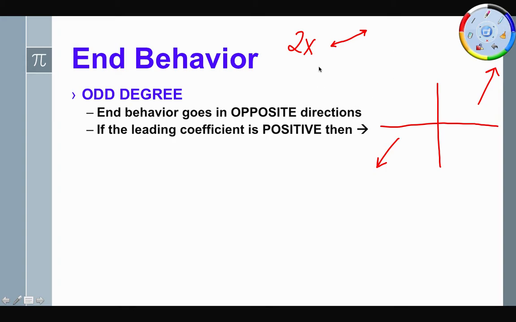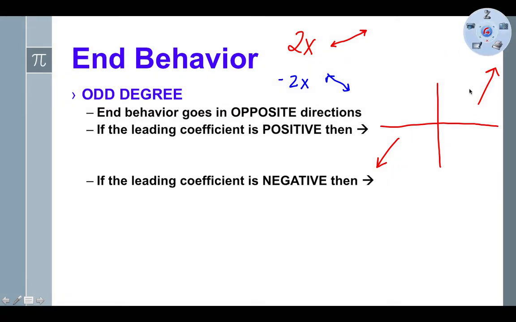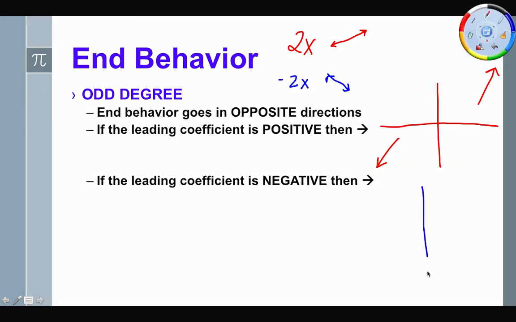And then likewise, we should know that a negative goes down. So when we go to look at the leading coefficient that is negative, the negative leading coefficient tells us to go in the opposite directions as the positive. So a negative is going to do this and this on either side. So it's going to go up on the left and down on the right.